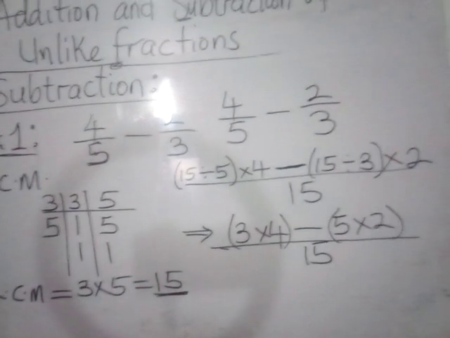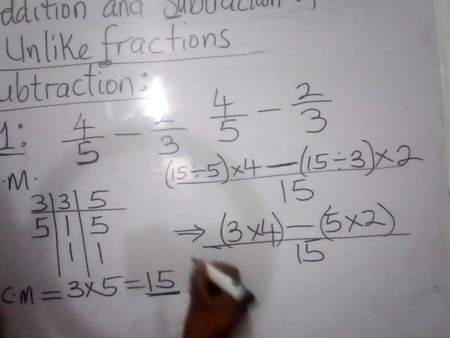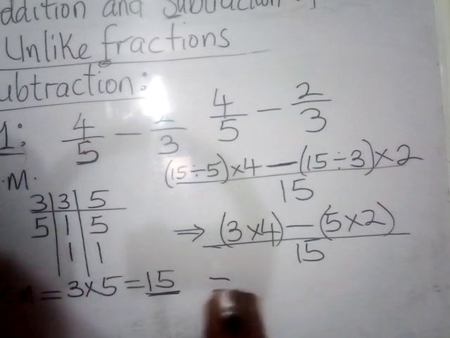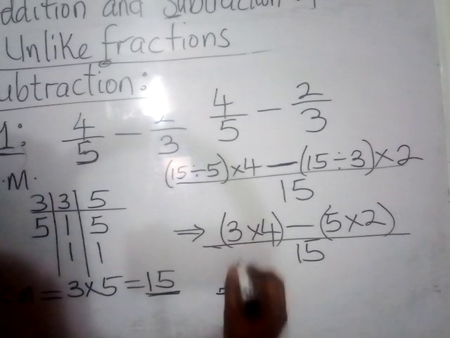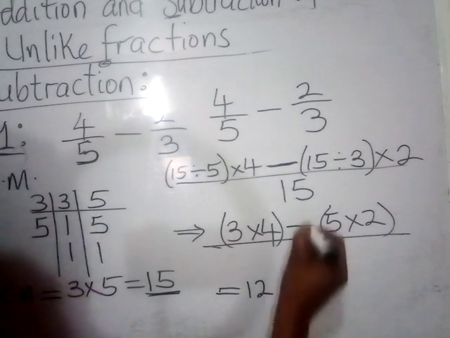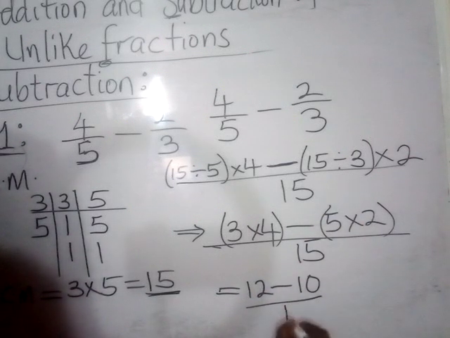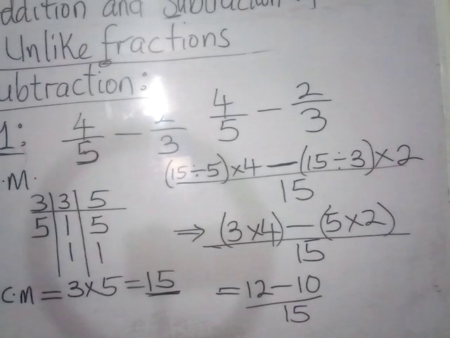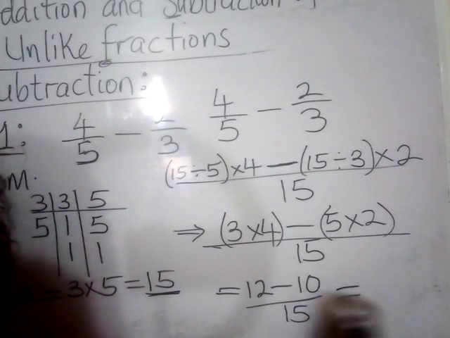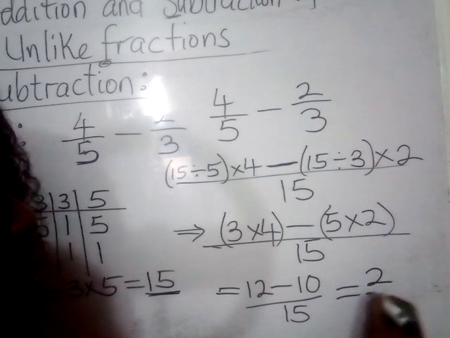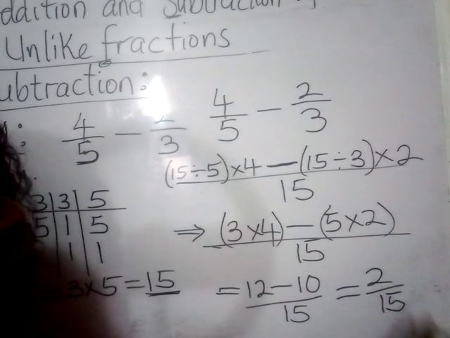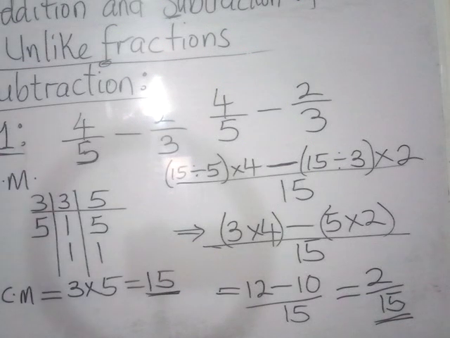Okay, so the next step here is opening the brackets. So 3 times 4 is what? 12. You bring your minus sign. 5 times 2 is what? 10. And remember your new denominator, 15. So this becomes 12 minus 10 is 2, and your denominator is 15. So that is the answer. That's your answer. I hope it's simple.